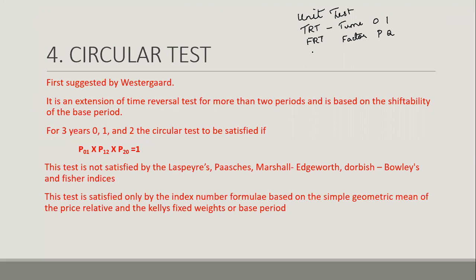The next test is the circular test. Now what is the circular test? This test was proposed or suggested by Westergaard. He was the one who proposed this circular test. Now what does circular mean? Circle means a rotation, circular.